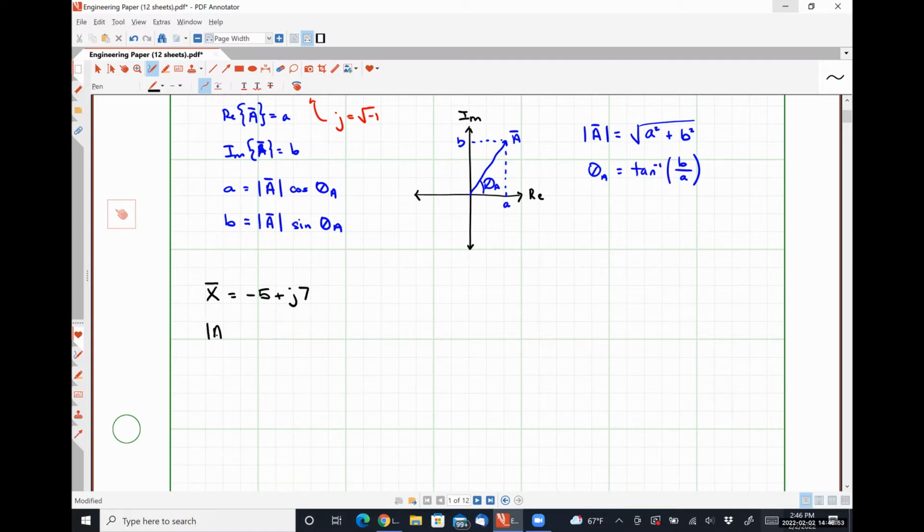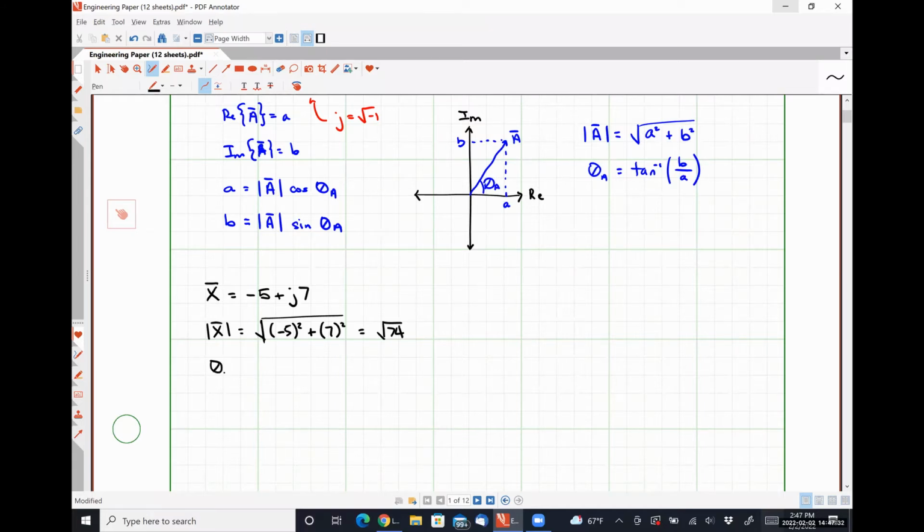So the magnitude of x is just going to be the square root of -5 squared plus 7 squared, which is the square root of whatever 25 and 49 make. So it's like 74, is that right? All right. And if we wanted to make this a decimal number, we could, but I'm lazy and I'm not going to. I don't think that can be particularly reduced.